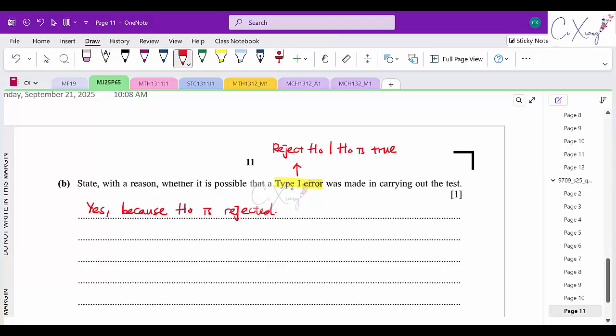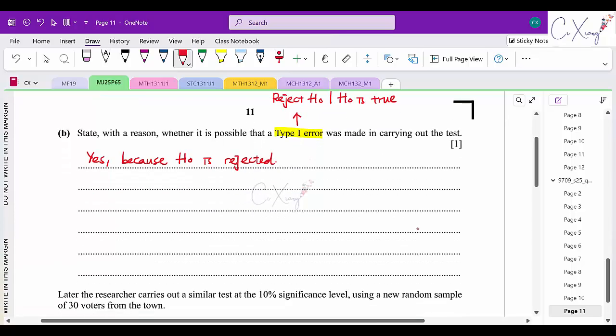Okay, if your decision is accept the null hypothesis, basically it is impossible for you to make a type 1 error, because type 1 error means that you reject the null hypothesis. Okay, yeah, so this is how we answer that part B here. After that, they want you to do something else, right? Okay, part C. There's still part C here.